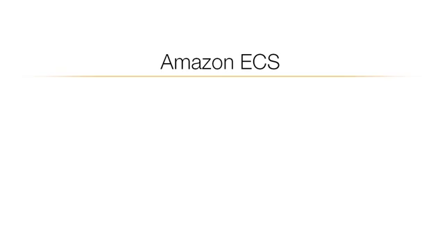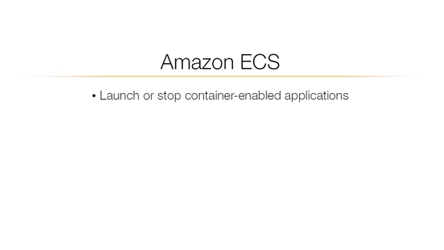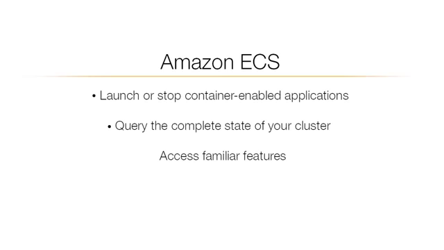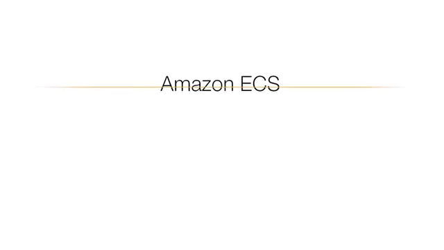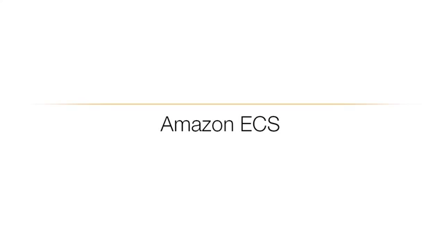You can use Amazon ECS to launch and stop container-enabled applications, query the complete state of your cluster, and access many familiar features like security groups, elastic load balancing, EBS volumes, and IAM roles. We'll go over some of the important concepts and then go through a sample application deployment using the Amazon ECS console. Let's first go through the core components of Amazon ECS.